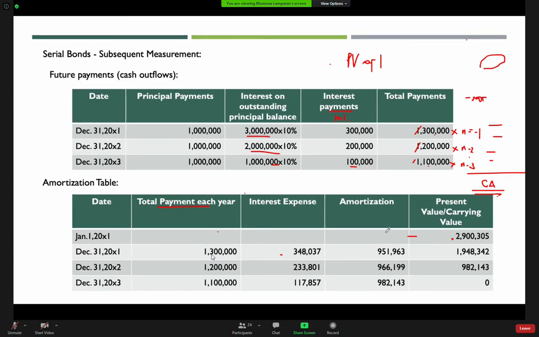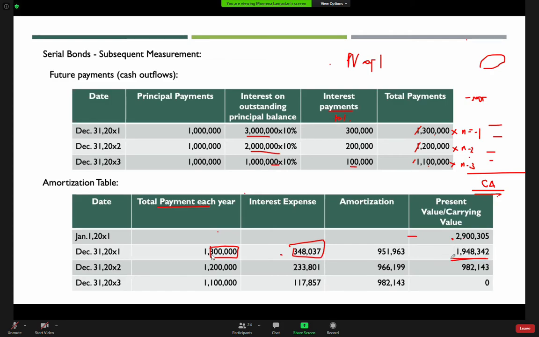So how much is the amortization of the discount? Remember, your interest here is 300 lang. 300, compare mo dito sa interest expense. Okay? The difference is the amortization of the discount. So to compute this one, you deduct the 1 million principal, i-add back mo yung amortization ng discount.